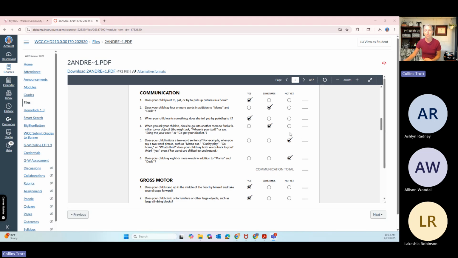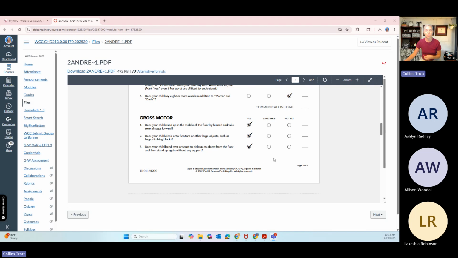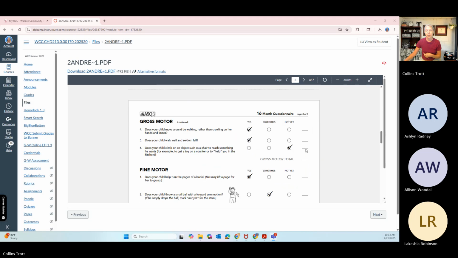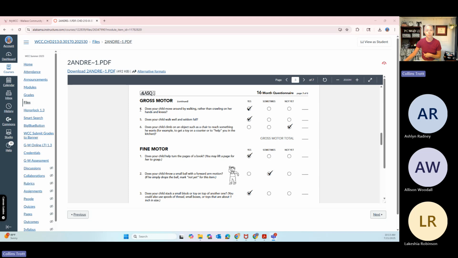All right, so let's go to our next section, which is gross motor. So these first three are all yes, which means they're all going to be 10. So I'm going to have 10 plus 10 plus 10. And then on the next page, we finish our questions for that section. We have another yes and another yes. So it's going to be 10 and 10. And then we have a not yet. So that gives us how many total for the gross motor section.